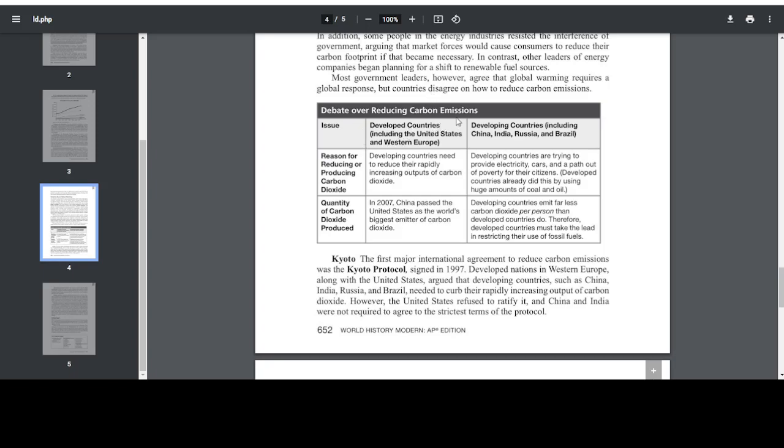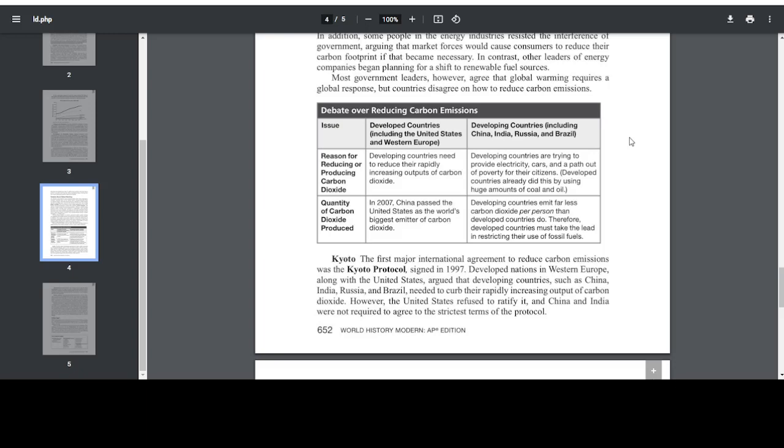Issue: Developed countries, including the United States and Western Europe. Developing countries, including China, India, Russia, and Brazil. Reason for reducing or producing carbon dioxide. Now, let's hear the argument from the United States and Western Europe. Developing countries need to reduce their rapidly increasing outputs of carbon dioxide. Now, looking at the other side, developing countries are trying to provide electricity, cars, and a path out of poverty for their citizens.